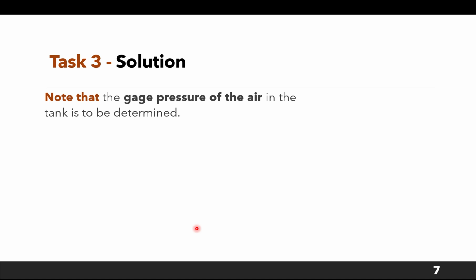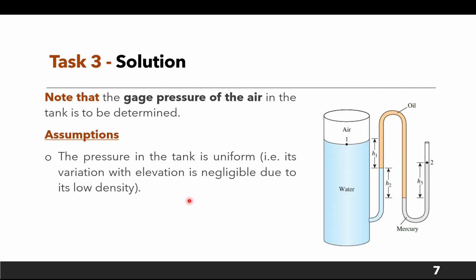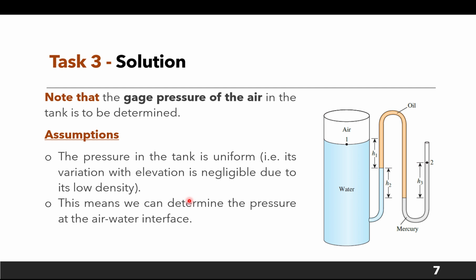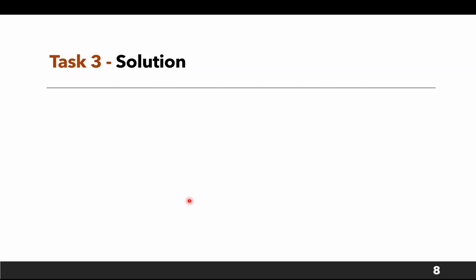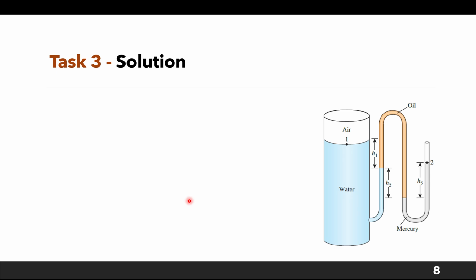Now, to solve this problem, we need to know what we are looking for. The goal is to find what? The gauge pressure, right, of the air. Now, the main assumption here is to assume that the pressure in the tank is uniform. Are you getting it? So the variation of it with elevation here is negligible due to its low density. All right. So this means that we can easily determine the pressure at the air-water interface. Are you following? So if we are to go with that, this is how we're going to analyze this problem.